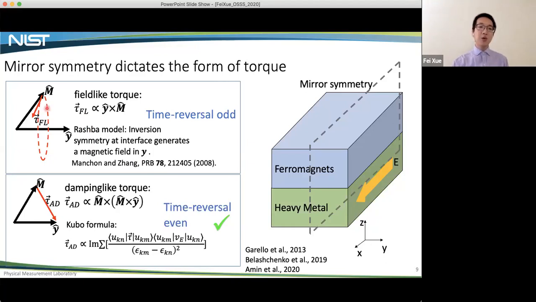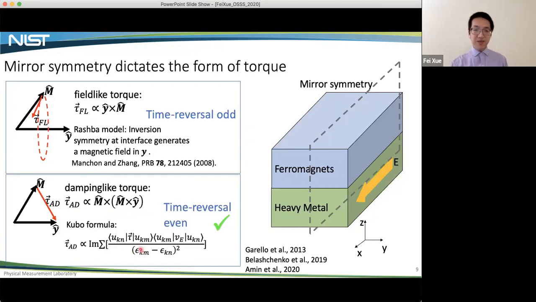This field-like torque will try to move the magnetization in a circle or precession here. And there's another well-studied form, damping-like torque, which has the form of m cross y. If you do the vector algebra here, it will try to pull the magnetization into the y direction. And from that, you can also see it is time reversal even.